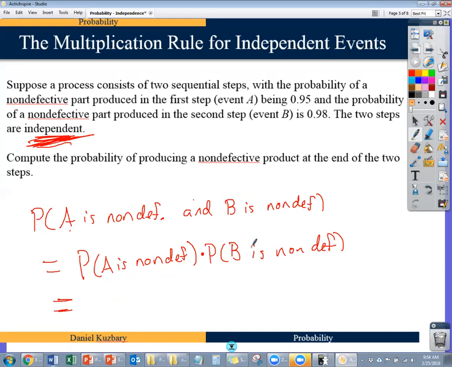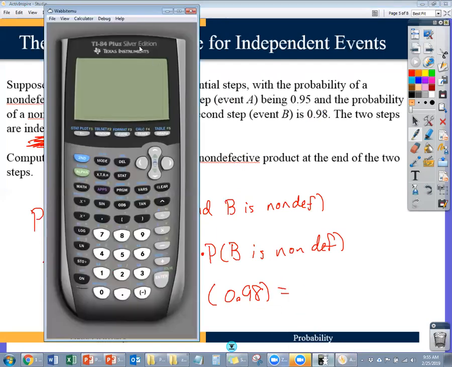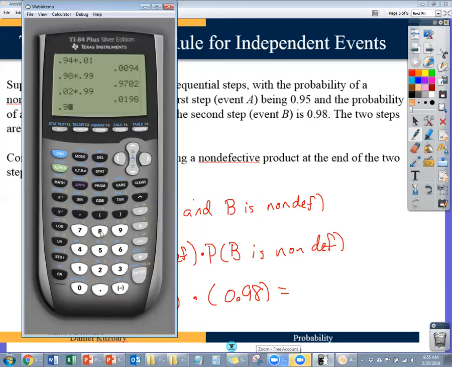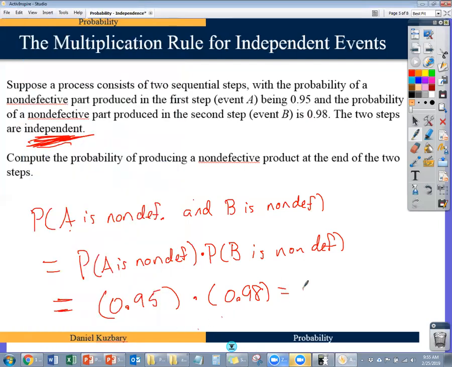And so I have both of these probabilities from this problem. The chance that A is non-defective is 0.95, and the chance that B is non-defective is 0.98. And so by multiplying those, I get my chance that I make an entire product without something going wrong. So I'm going to find that probability and do 0.95 times 0.98, and I get 0.931 as my answer. So there's a 93% chance that I produce a product that's non-defective.